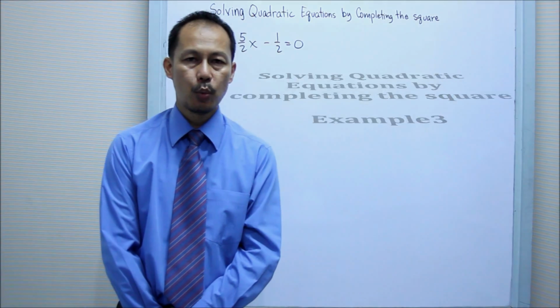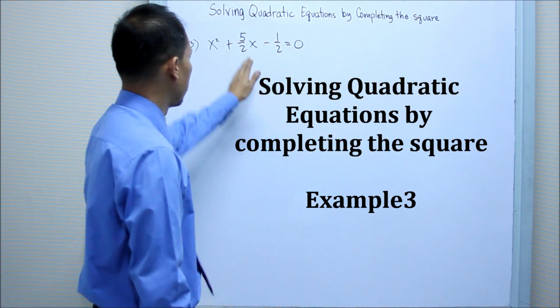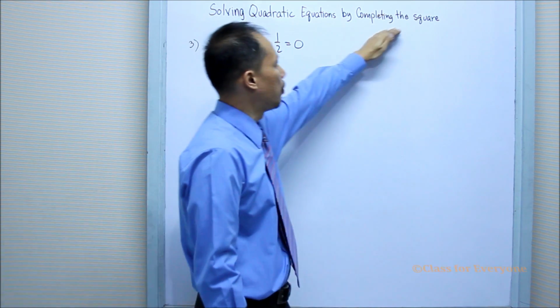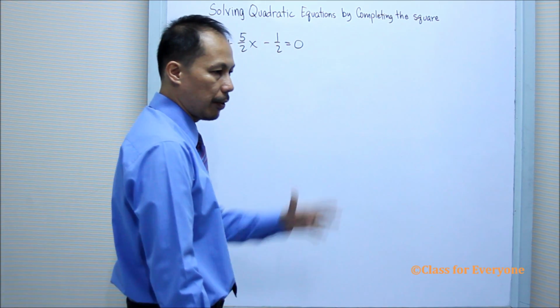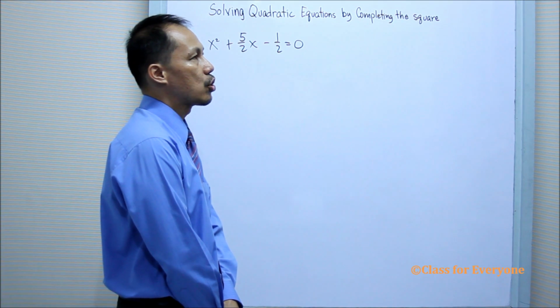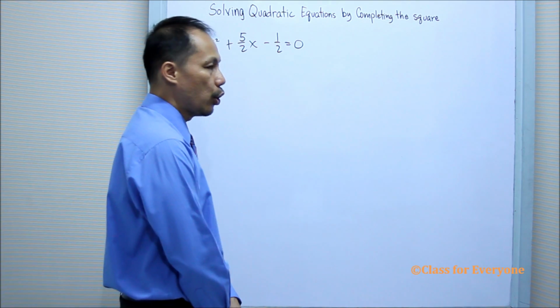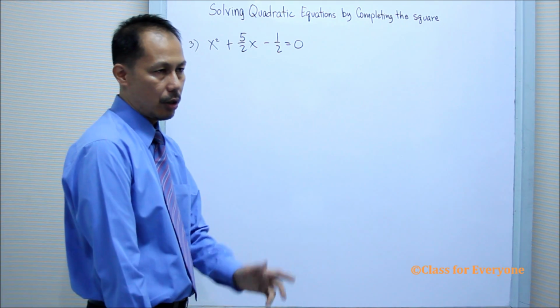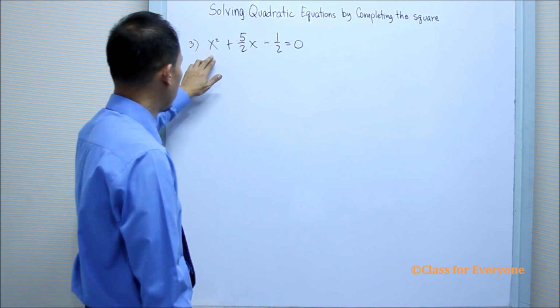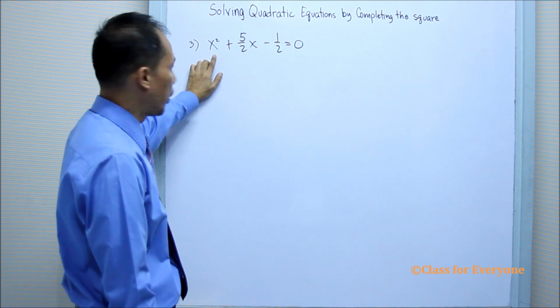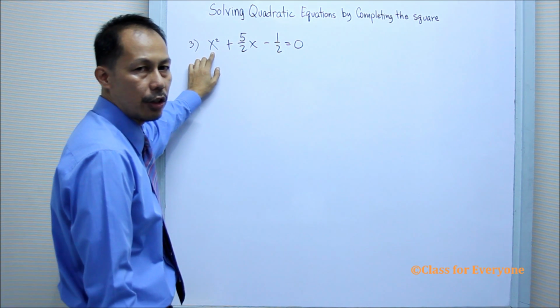We have an example wherein the equation has a fraction, and we are going to solve this quadratic equation by completing the square. Unlike before, where we cleared the fraction, here we do not clear the fraction because in completing the square, the quadratic term has a numerical coefficient of 1. This already has a numerical coefficient of 1.